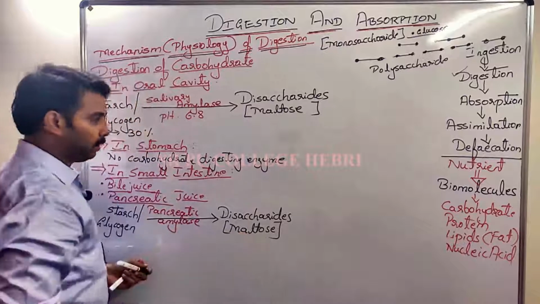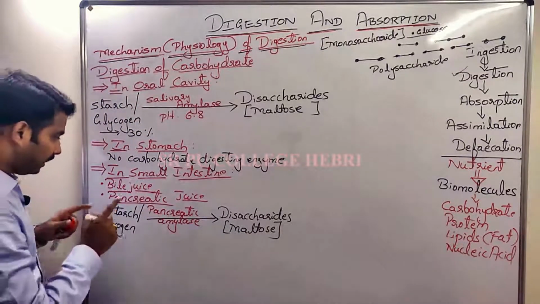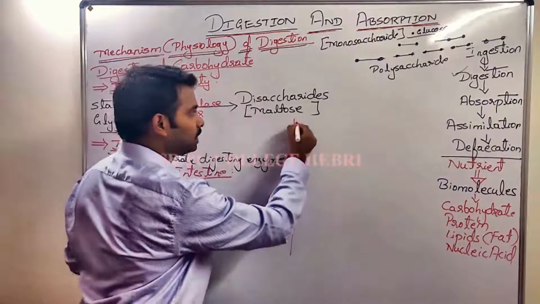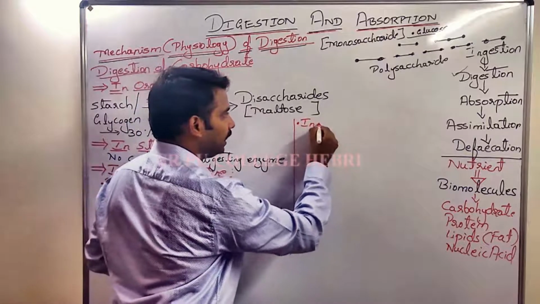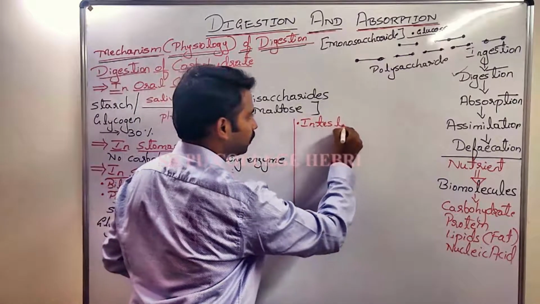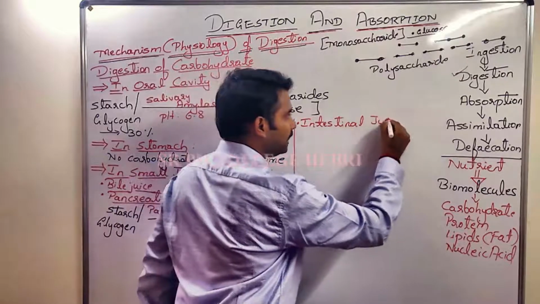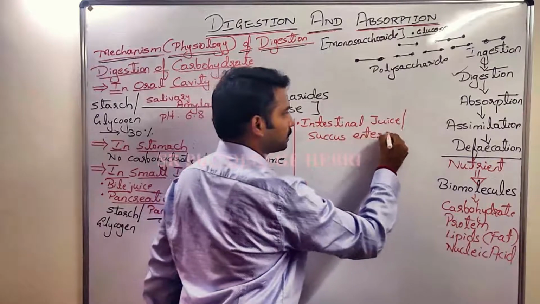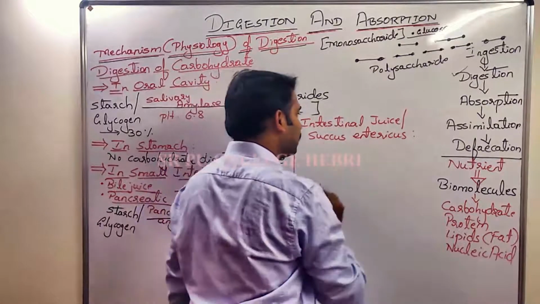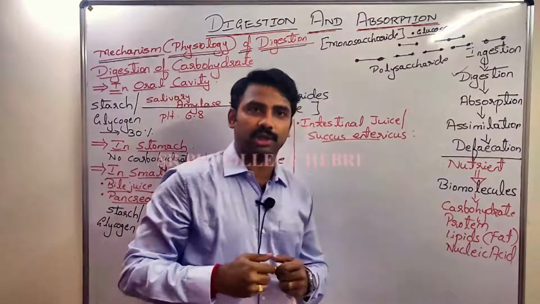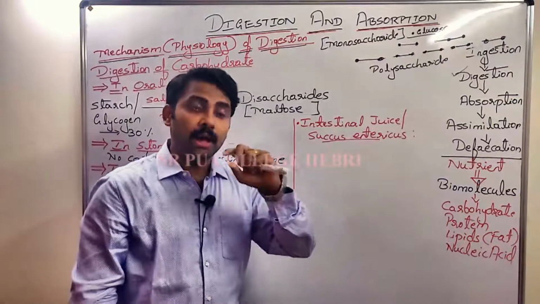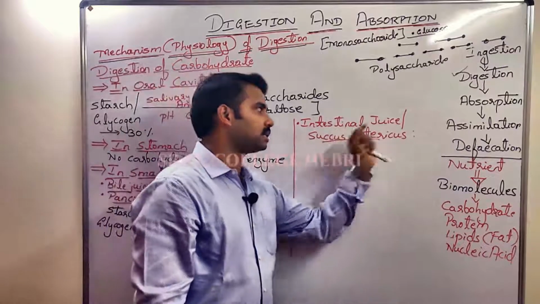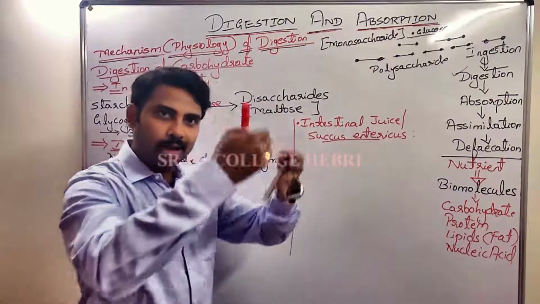Now this maltose comes in contact with the next juice present in the small intestine. I will write here only. What is that next juice? The next juice is intestinal juice. Intestinal juice is also called what? What is the other name? Succus entericus. Just try to recall succus entericus. One mark question: define the secretion of Brunner's gland and crypts of Lieberkühn together called intestinal juice or succus entericus. Go through the list.